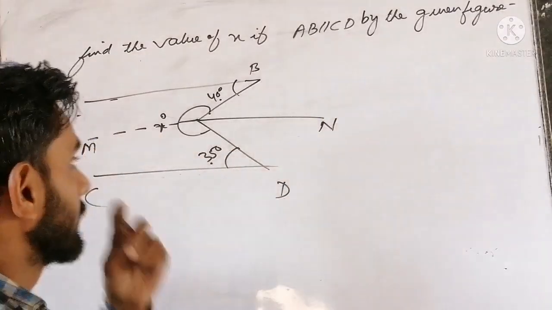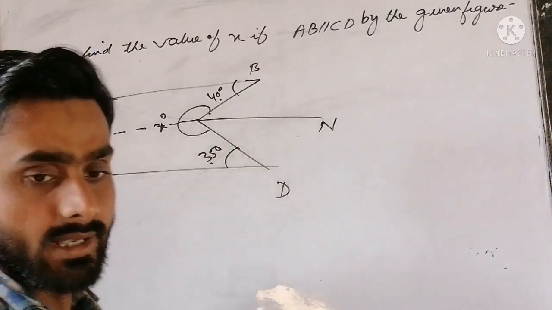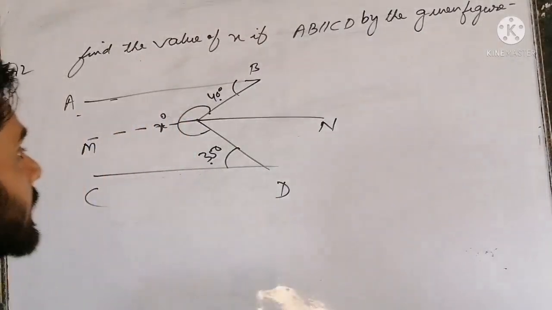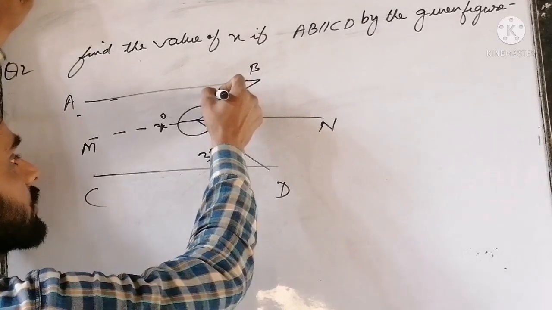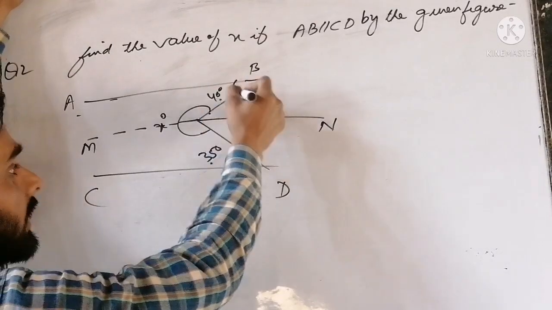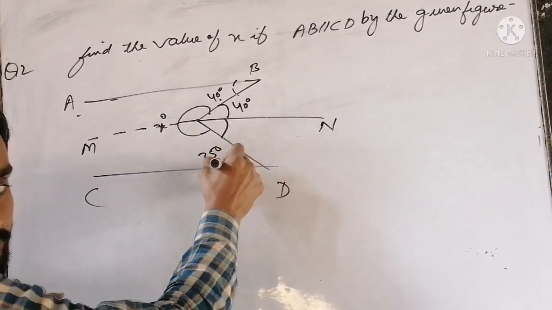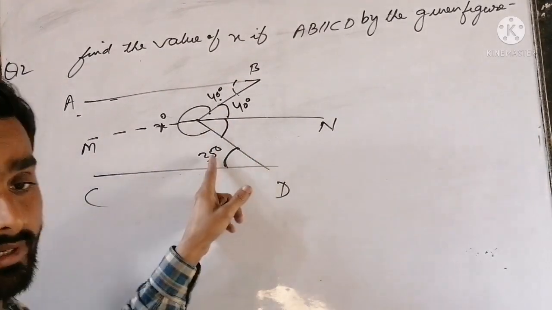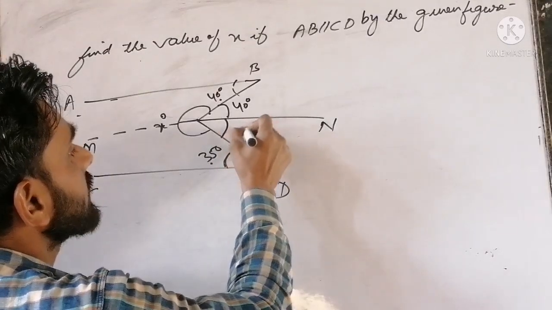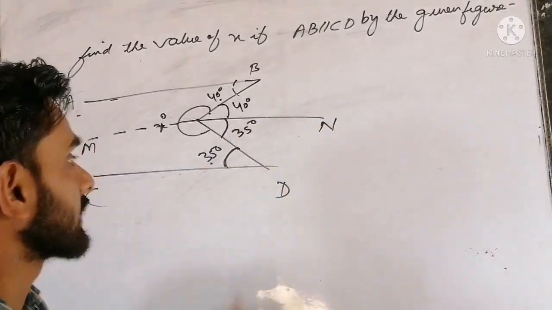Don't write, please. See here. This value is 40 degrees and this value also will be 40 degrees. Why? Because this is the alternate angle of this. And this is the alternate angle of that, so if this is 35 degrees, it will be 35 degrees.